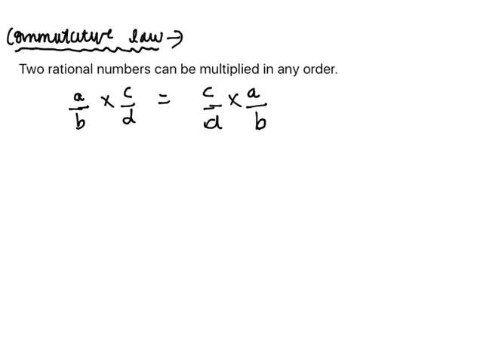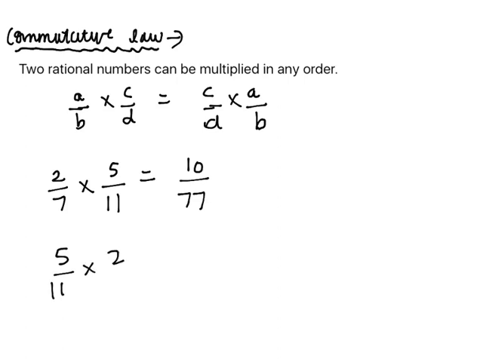We can see this with the help of an example. Suppose we have 2 by 7 and another one, 5 by 11. When we multiply these two, we will get 10 by 77: 2 times 5 is 10 and 7 times 11 is 77. If we multiply in another order, 5 times 2 will be 10 and 11 times 7 will be 77. So order doesn't change the result of the product of two rational numbers. So rational numbers satisfy the commutative property under multiplication.